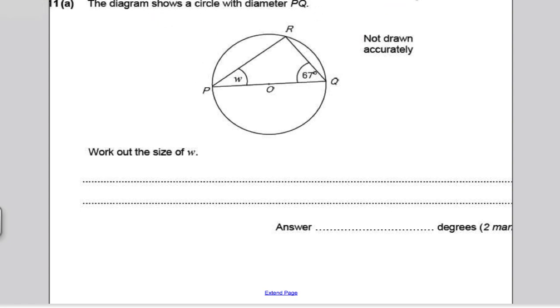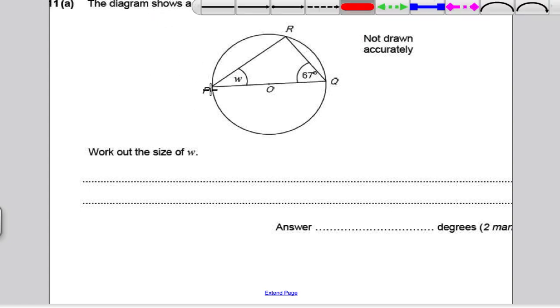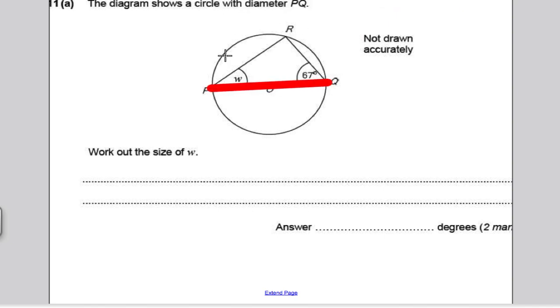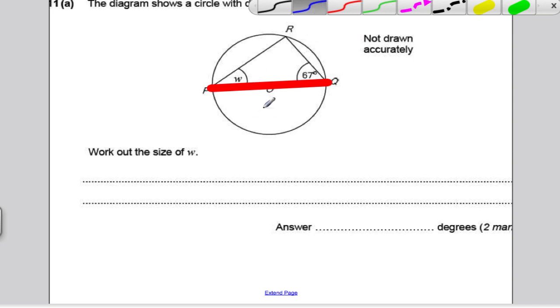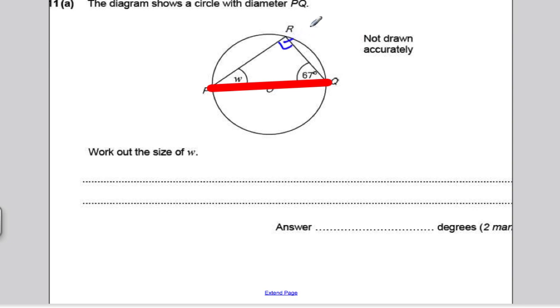Okay, it tells us that PQ here is a diameter. Because it's a diameter, we've split the circle into a semicircle. We know the rule that angles in a semicircle contain 90 degrees, so this angle here at R must be 90 degrees. To get w, you simply add these up and take them away from 180. So w equals 180 subtract 90 subtract 67, and you'd get 23 degrees.